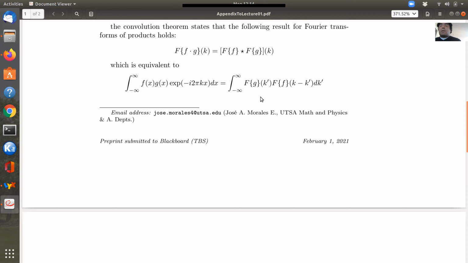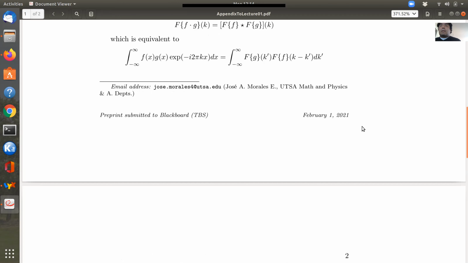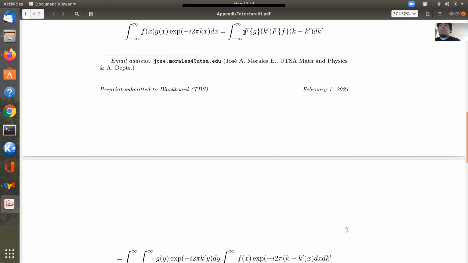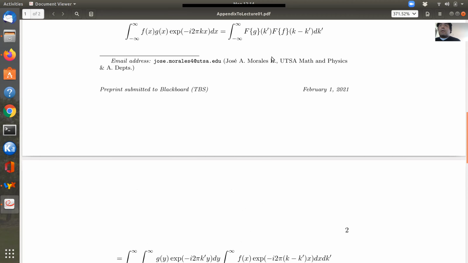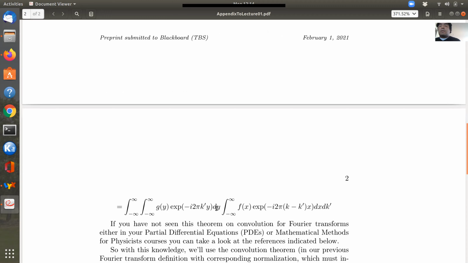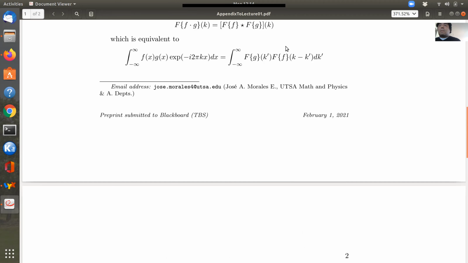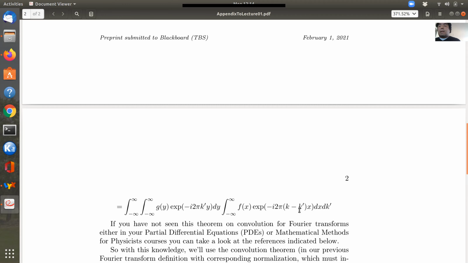So if I expand this a little bit more by definition, I'll simply get that, okay, the Fourier transform of g is over here with the argument k prime. And then I will have the Fourier transform of f with the frequency k minus k prime, which is precisely what I have on this side, under this definition of the Fourier transform, right? So I'm just applying the definition.